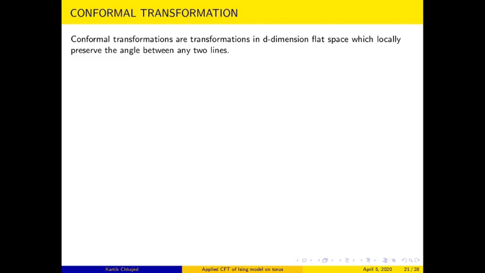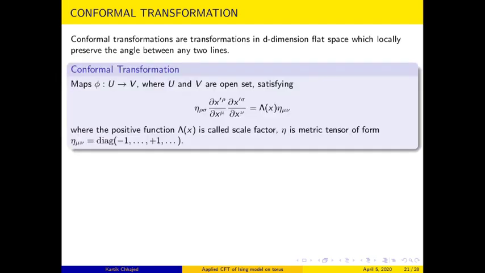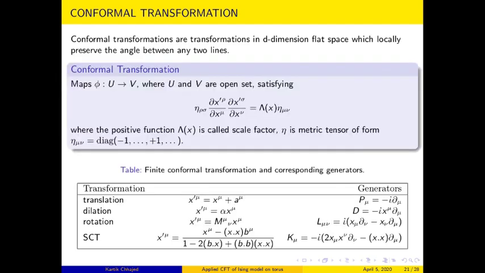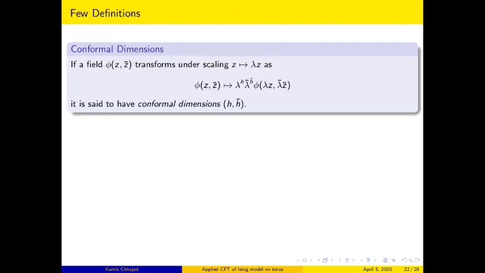So conformal transformations are the transformations which preserve the local angle between any two lines. More formally, it is given like this, and it consists of translation, dilation, rotation, and special conformal transformation, out of which you must be familiar with translation and rotation as part of the Poincare group. Now I'm going to give you some definitions. If I scale my variable and then my field transforms like this, then the field is said to have conformal dimension h, h bar.